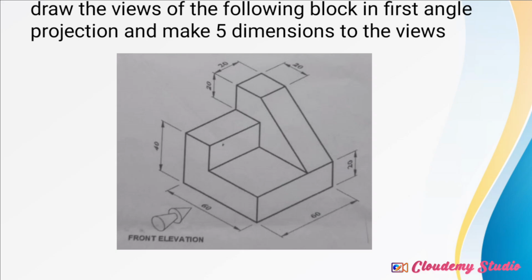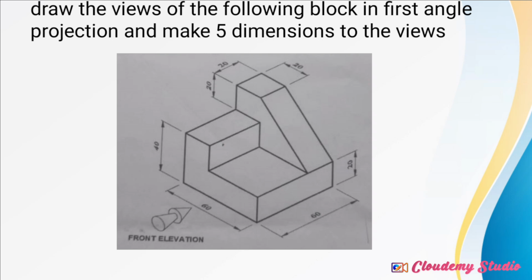So that turns to orthographic projections, because this one is an isometric block. It has the length, the width, and the height. But drawing the views will be in 2 dimensions, showing the length and the width.